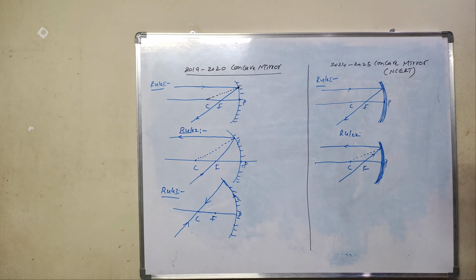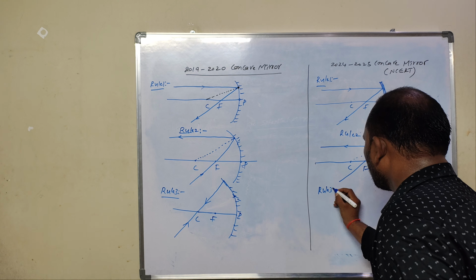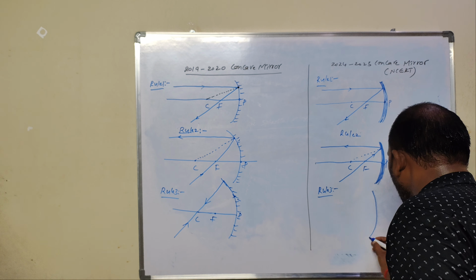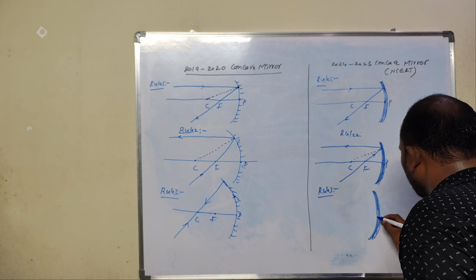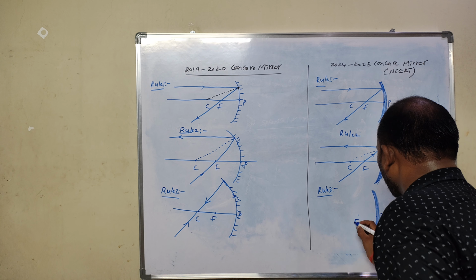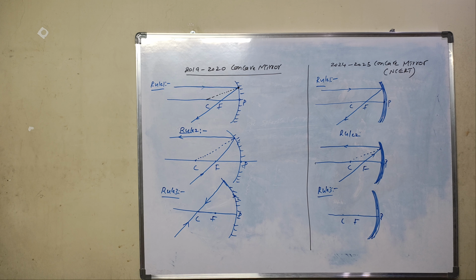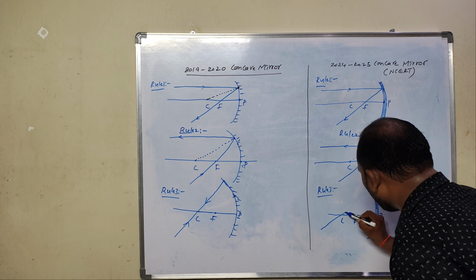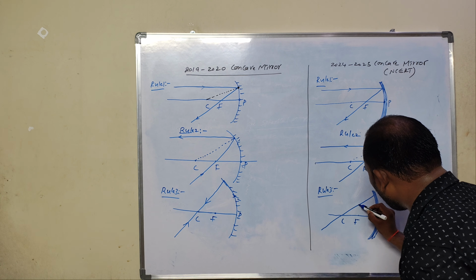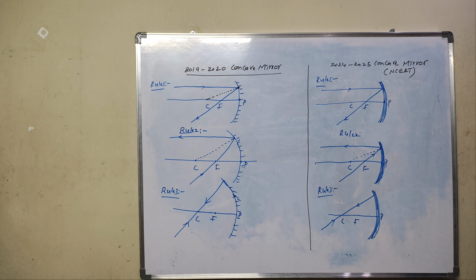Here also, the same thing in rule three. We have to change the diagram style. This is P, this is F, this is C, and this is the principal axis. Once again, a ray which passes through center of curvature goes with no deviation. That is very interesting. So this is rule three.